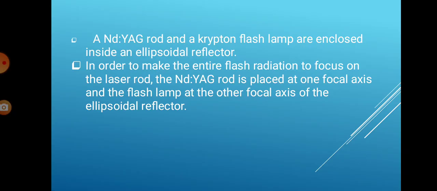The Nd:YAG rod and krypton flash lamp are enclosed inside the ellipsoidal reflector. In order to make the entire flash radiation focus on the laser rod, the Nd:YAG rod is placed at one focal axis and the flash lamp at the other focal axis of the ellipsoidal reflector.